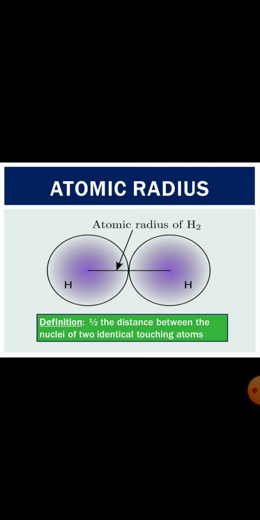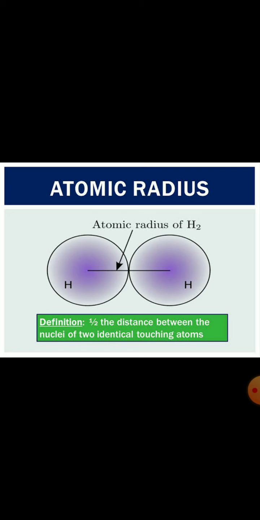In our previous session, we started learning trends in the modern periodic table, in which we were learning atomic size. What is it? The term atomic size refers to the radius of an atom. And what is the radius of an atom? It is the distance between the center of the nucleus and the outermost shell of an atom.